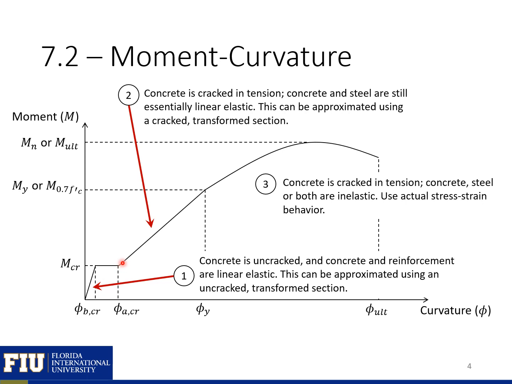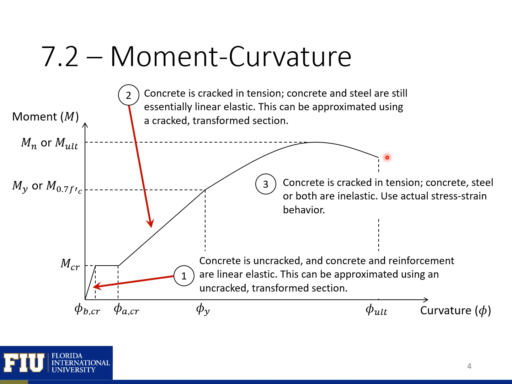Then we're going to have another linear elastic zone, and it's in this point where our concrete's cracked in tension, but our concrete and steel working together will still be linear elastic. We'll continue in this range until either our steel yields or our concrete reaches around 70% f'c. At this point, our concrete's cracked in tension and our concrete and steel are both inelastic. So then we'll need to use either the actual stress strain behavior or an approximation for the stress strain behavior until we find our ultimate moment, and then after we reach our ultimate moment, our member will fail.